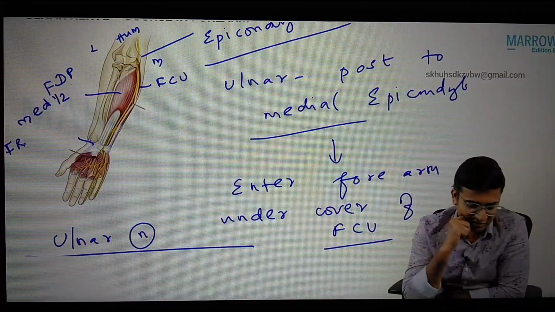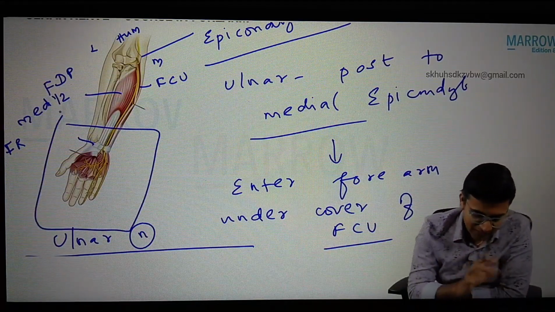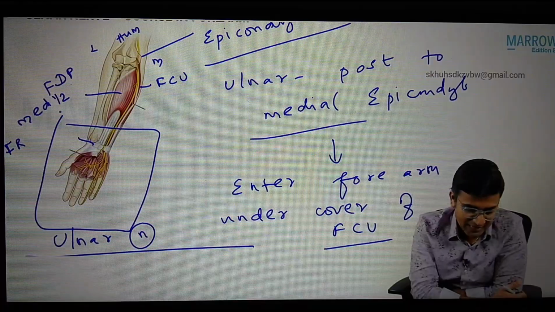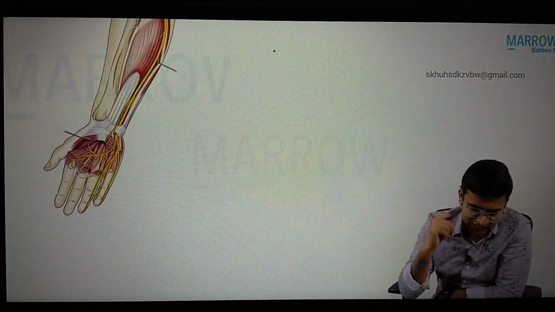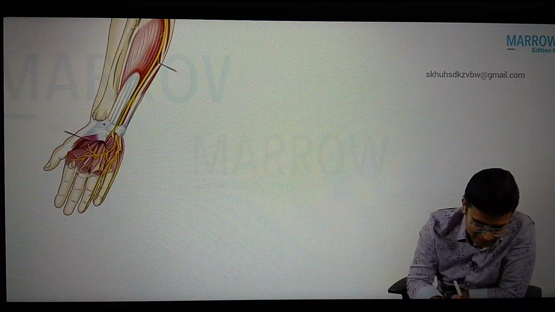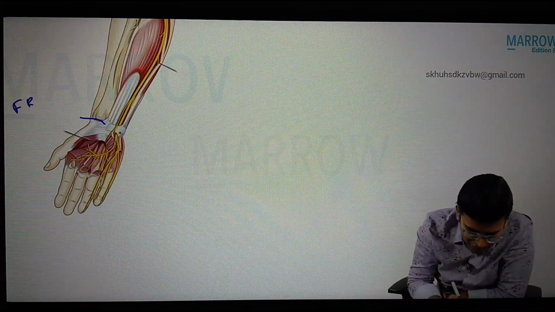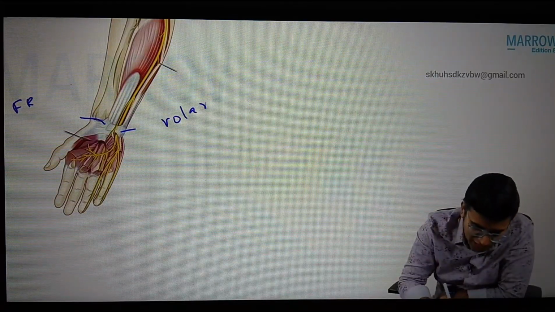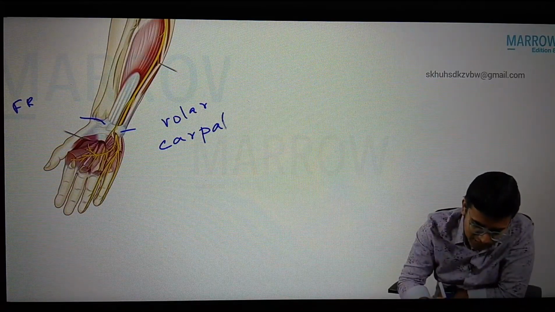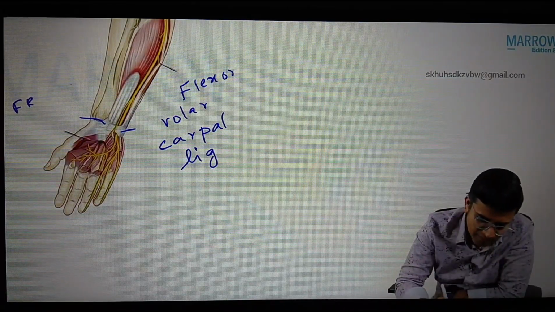So you write the theory. Now see the diagram. I'm going to zoom this area so you get a clear picture about the exact course of the ulnar nerve and the retinaculum. Right. Now ulnar nerve is passing above the retinaculum. Yes. This is our retinaculum band, flexor retinaculum. And can you see one more ligament here? Yes, that ligament is called the volar carpal ligament, or flexor carpal ligament.